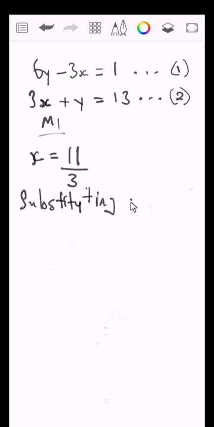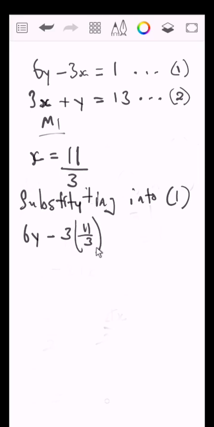Substituting into 1. We are going to replace wherever there is x with 11 over 3 in equation 1. We need to find out what answer we are going to get. So we write it as 6y minus 3. Instead of x, it becomes 11 over 3. So 3x becomes 3 times 11 over 3.